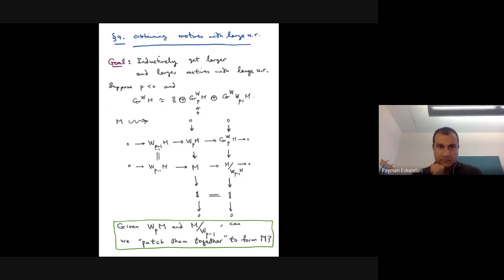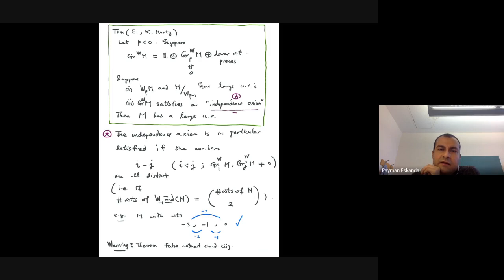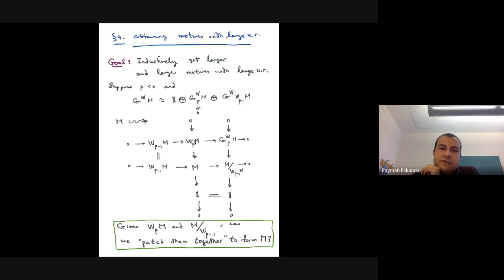These are all very natural maps. Here you're looking at the inclusion of WP minus 1 into WP. Next row, you're looking at the inclusion of WP minus 1 into M. Then you can complete the diagram with natural maps, and these quotients would be M mod WP, which is 1, and this one will also be 1. So these are the two objects that you want to assume in our previous theorem. If this one and this one have a large unipotent radical, and your independence axiom holds, then you can conclude that M itself also has a large unipotent radical.